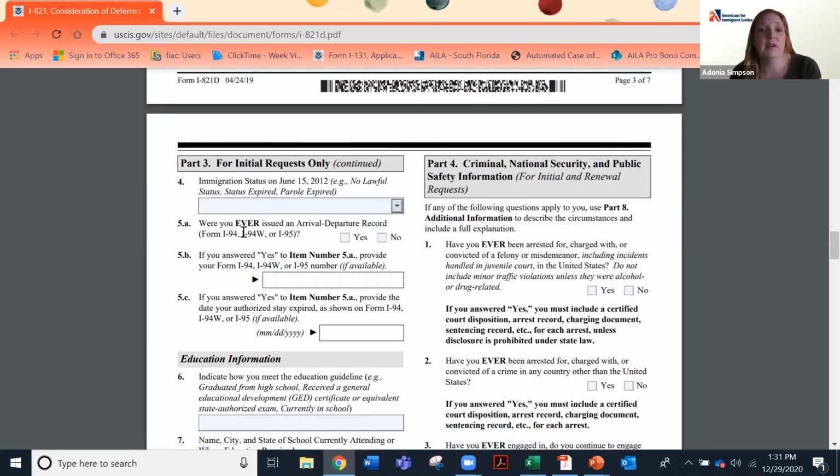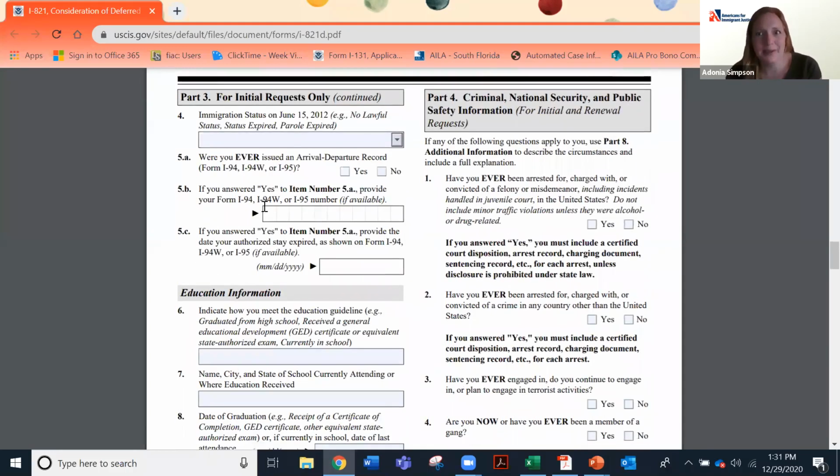If you entered on a visa, you were likely issued an I-94. If you were issued one, you would indicate yes and put in the information if you have it. There are ways to get that information if for some reason you've lost your I-94 or you don't know what happened to it. There are certain ways, either through Freedom of Information Act requests or an I-102 to replace your I-94 document. There are ways to get it if you don't have it. So make sure you're speaking to an attorney.